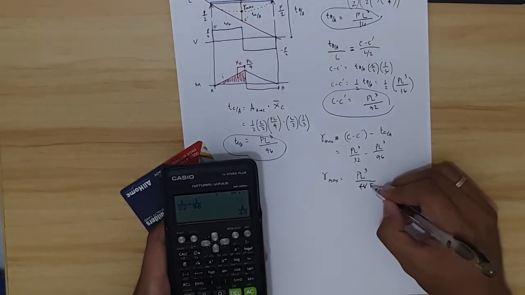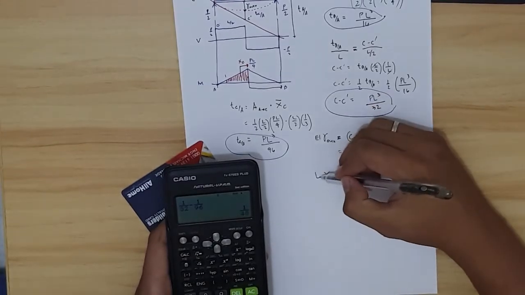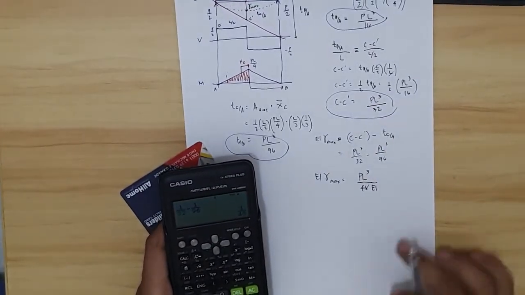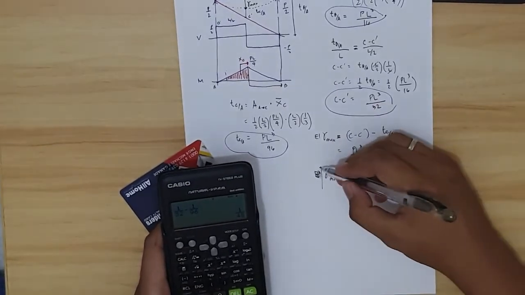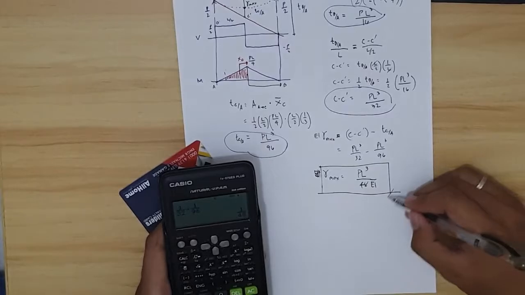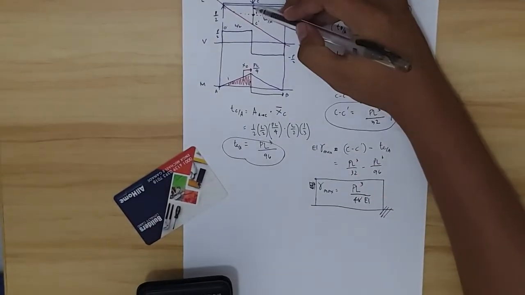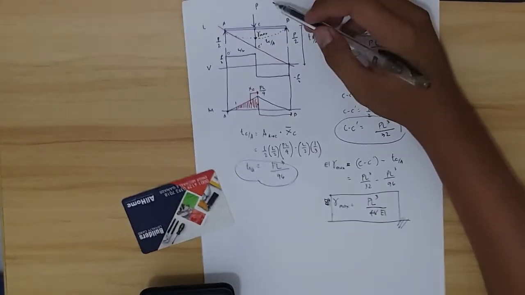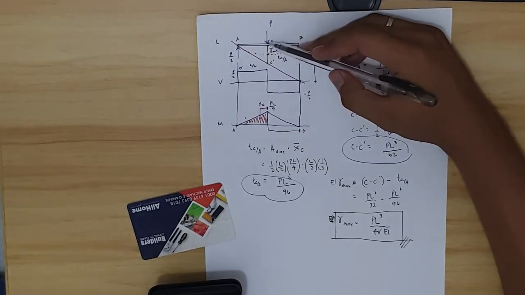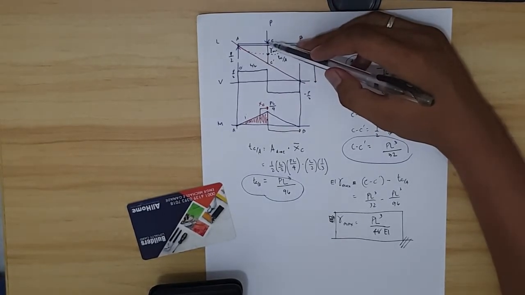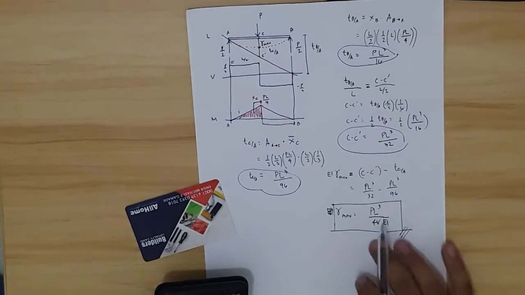Don't forget the EI. Supposed to be na mag-EI kita rin. Flexural rigidity. Wala na rin. I-move naman na ito speakers. Okay, so this is the formula for the maximum deflection for a beam with a simple support and concentrated load at the midspan. This one.